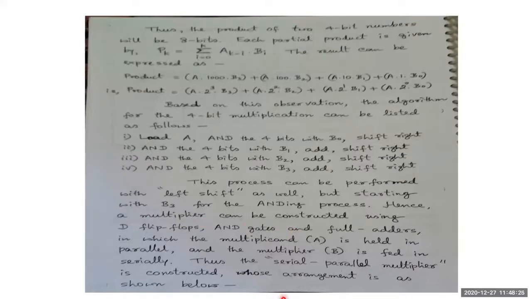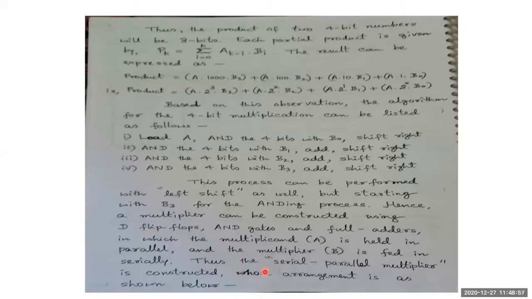Now we are coming to the construction part. This multiplier can be constructed with the help of D flip-flops, AND gates, and also full adders. Why are we trying to use a full adder here? Definitely you will be getting 3 inputs which are to be added. So therefore you cannot use a half adder here. You are supposed to use a full adder, in which the multiplicand A is held in parallel and the multiplier B is fed in serial manner. Why? Because the multiplicand A is holding one particular value, so that's why we are using the flip-flops over here.